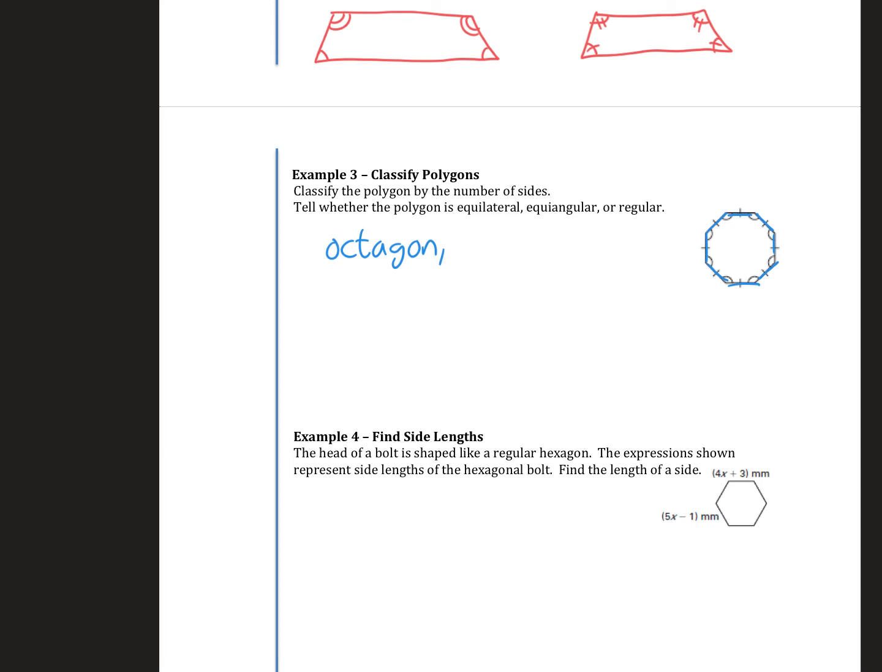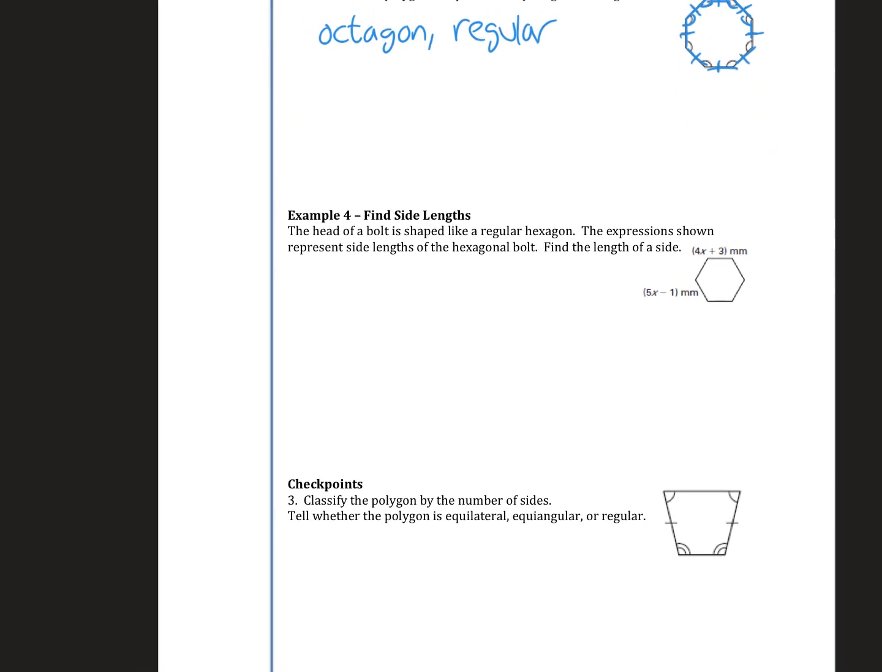Now, is it equilateral? Well, all these tick marks here mean that these sides are congruent, so it is equilateral. Is it equiangular? Well, all these little arches here mean that all these angles are congruent. So if it's equilateral and equiangular, by definition, that means it's a regular octagon, okay? Alrighty. Okay, moving on. Example 4.